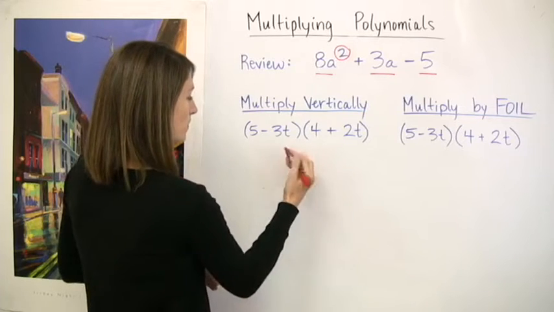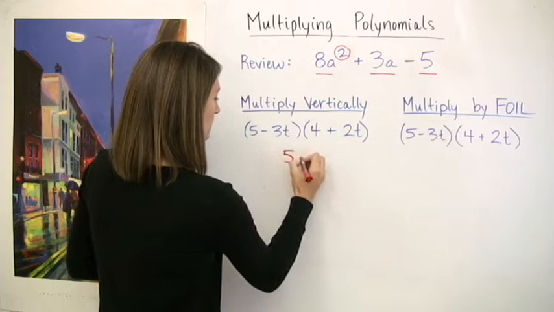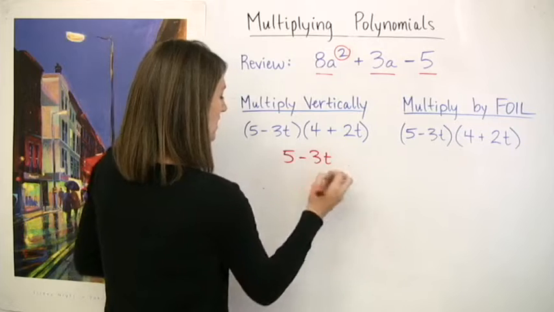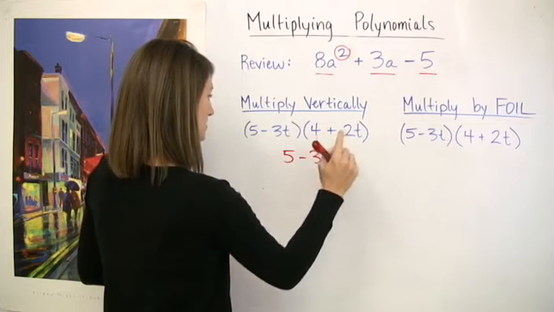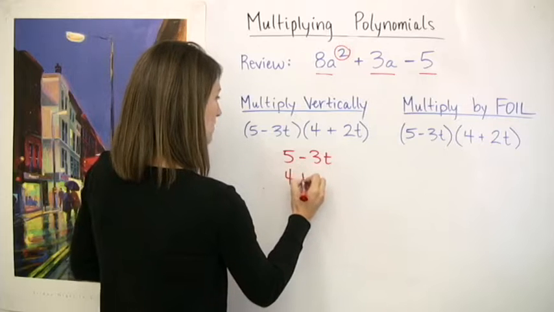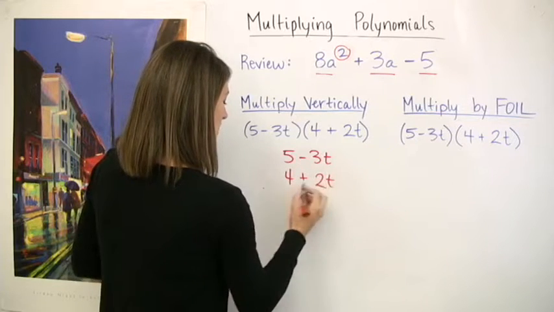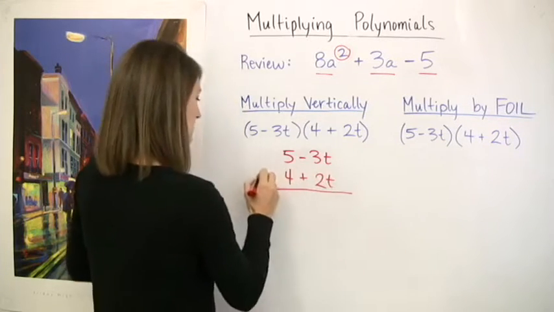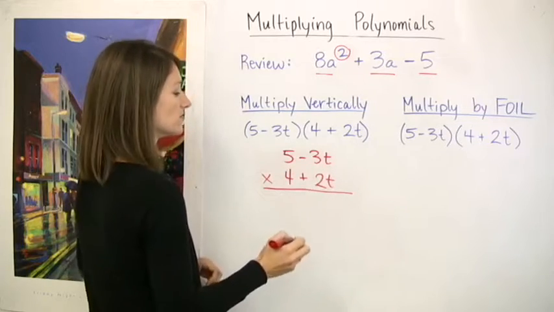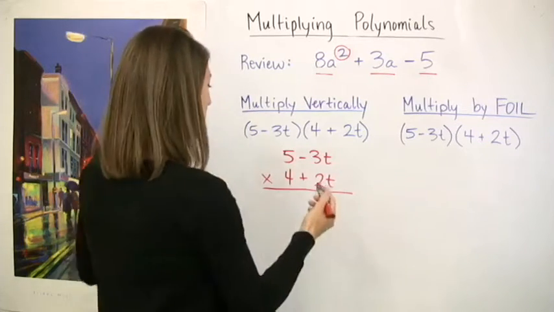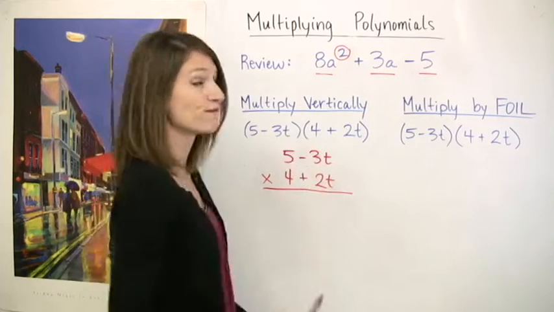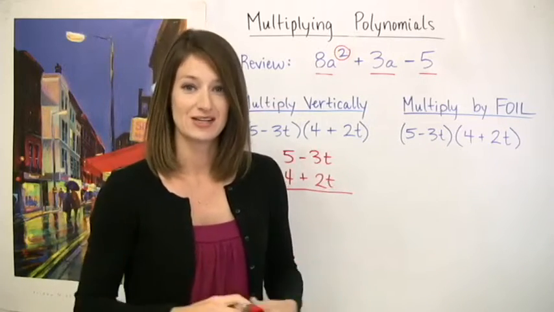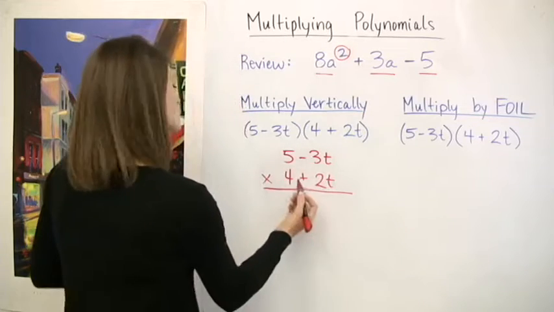Let's take this first binomial and we'll write it here, 5 minus 3t. And then below it, to multiply vertically, we're going to write our second binomial, which is 4 plus 2t. And we're going to multiply these two polynomials in order to find our answer. And by doing that, we multiply each term in the first polynomial by each term in the second polynomial. So we'll do it this way.